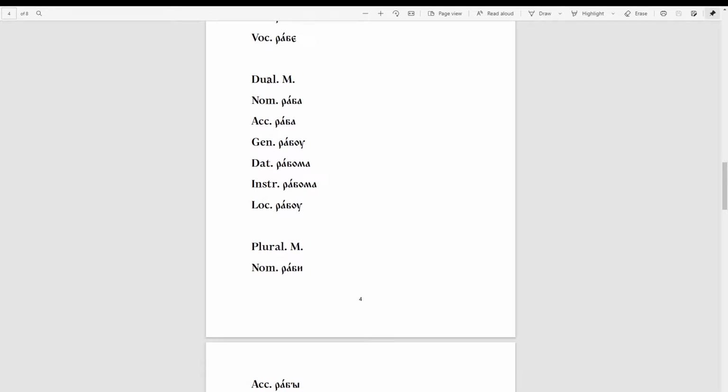Next we have the dual, which is exactly two, no more, no less. So it would be two masculine slaves. The nominative, Raba. The accusative, Raba. The genitive, Rabu. The dative, Rabuma. The instrumental, Rabuma. The locative, Rabu.